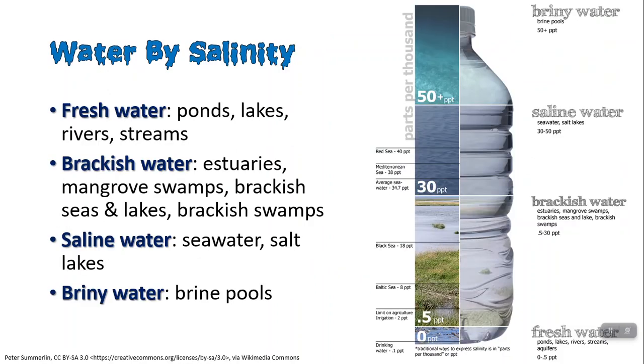And salinity is so important that we can actually categorize water by its salinity. So fresh water is the kind of stuff that you find in ponds, lakes, rivers, and streams. Very low salinity. It's also the kind of water that we can drink. Brackish water is slightly salty. It's like water that you would drink and be like, oh, that's a little salty. And the ecosystems that have brackish water are places like estuaries, mangrove swamps, and you have some brackish seas and lakes and brackish swamps. Then, if you increase the salinity, you get saline water, which is seawater or salt lakes.